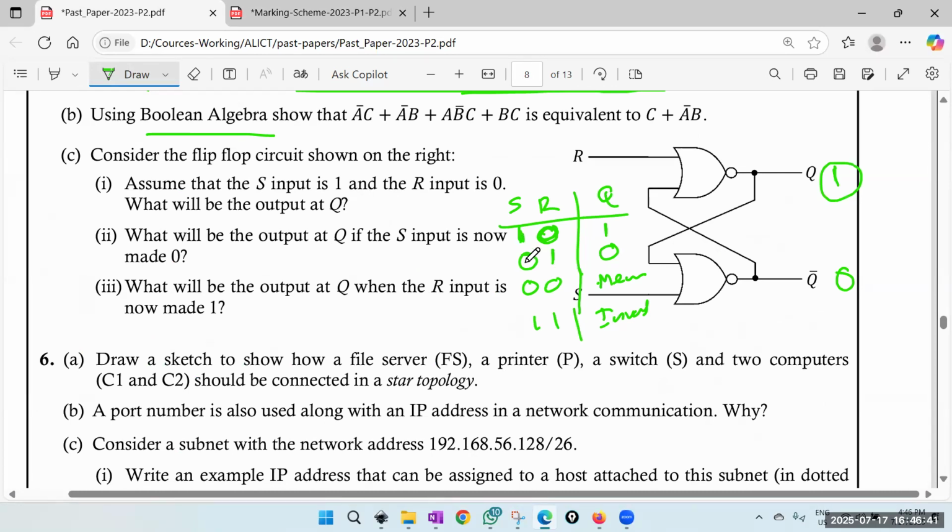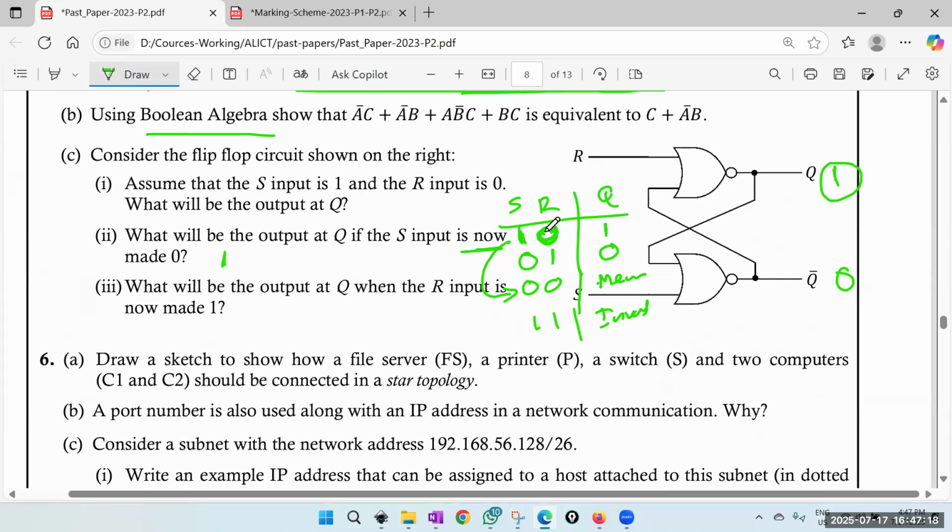Now S input is made 0, right? Now read this. Earlier it is 1, 0. After 1, 0, now you make it 0. So make it 0 means from here you take it to here. That is memory. So therefore, whatever the previous input, the output will remain there. So therefore, now again Q is 1 because it's memory now. Because memory depends on the previous output. Of course, the previous output is 1. That is why they say now, again Q is 1 because this is memory.